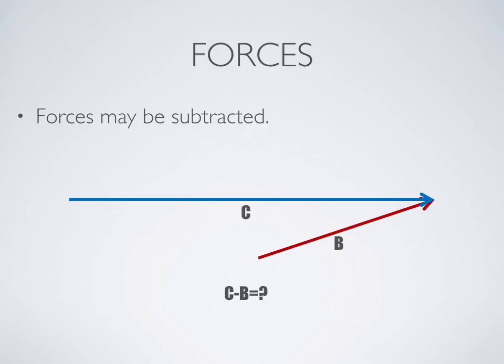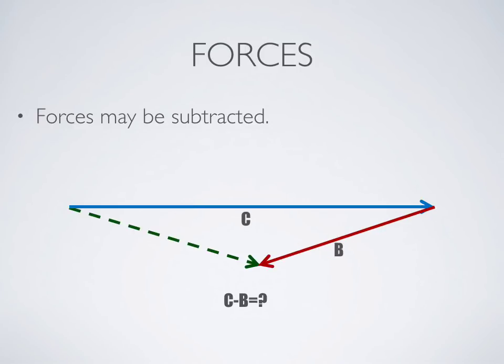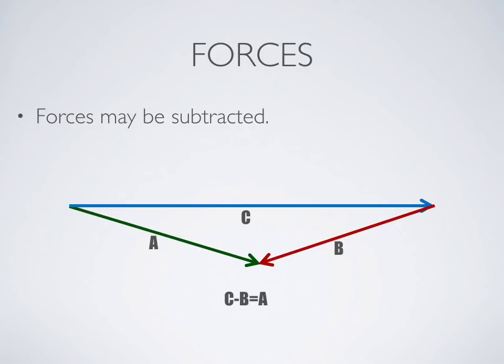I have C. I have B. I'm going to flip the direction because C minus B is the same as C plus a negative B. A negative B is simply the reversed arrow, so I'm going to flip that B over so the arrow head is on the left side. So if I have C minus B, what do I get left over? Looks like A, right? Yeah, so C minus B, or C plus a negative B, is equal to A.